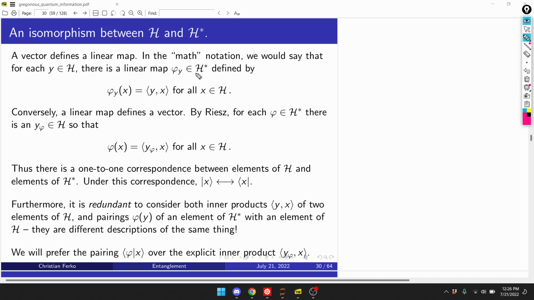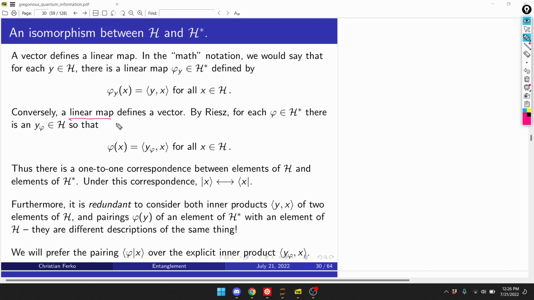Here's how I define my linear map. I take my y in H, and I define a phi y in H star by declaring that the output of that function on any input x is merely the inner product between y and x. That's a linear function, so it's an element of H star. So now I've shown you that given something in H, I can construct something in H star. On the other hand, by the thing I just showed you on the previous slide, I can go the other way.